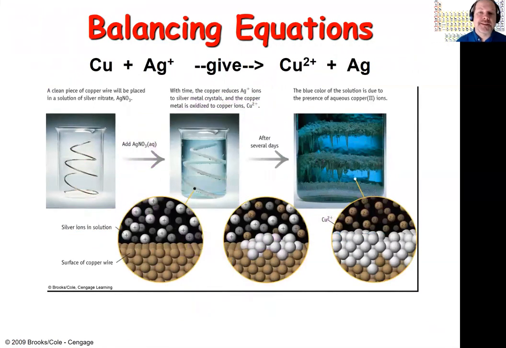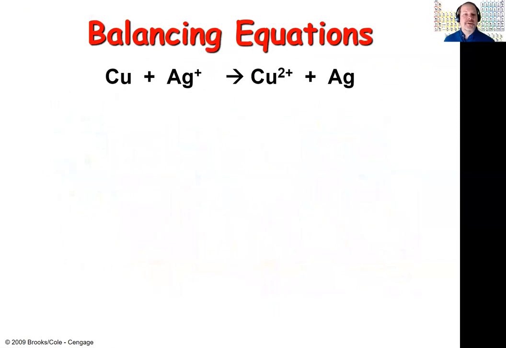We have copper plus silver ions that react to give copper 2+ ions, which are colored blue, and silver 0, which is solid silver. So what's the reaction that's going on here? Our first step is to assign the oxidation states. This one's quite easy because if there's no charge written, it's 0, and if there's just a charge on a single element, then it's that charge. So copper is 0 and silver is +1, and then copper becomes +2 and silver is 0.